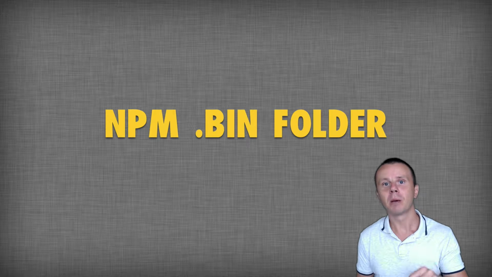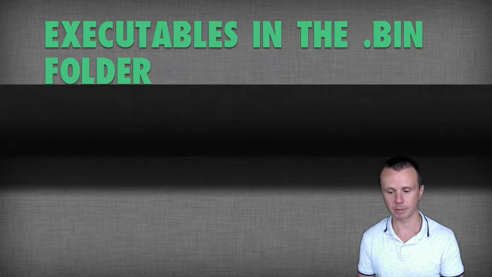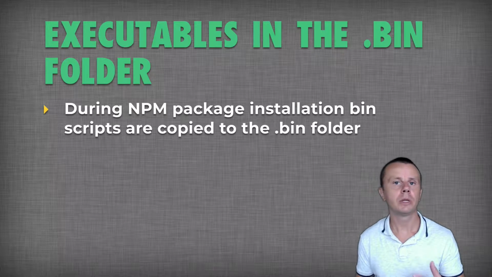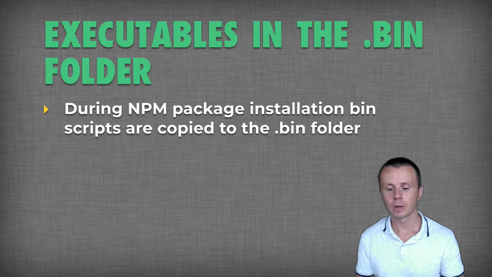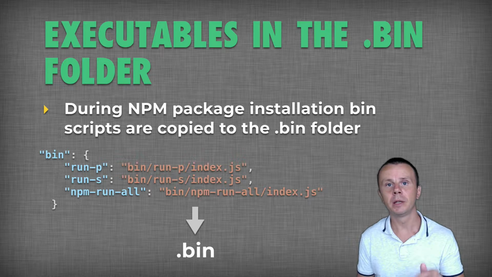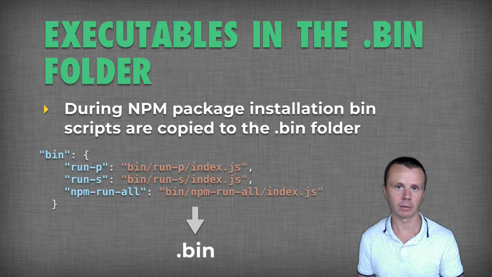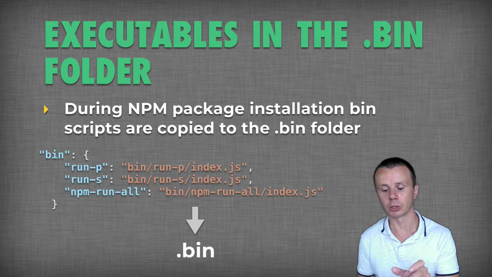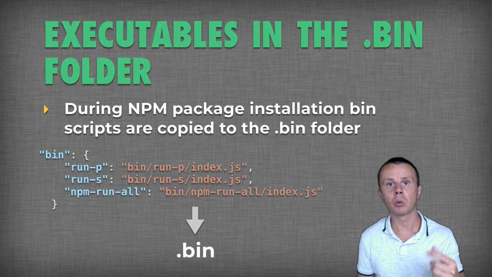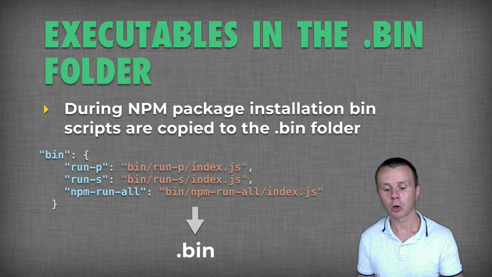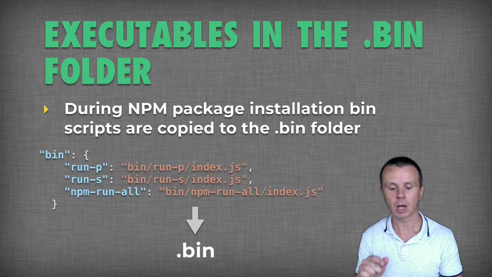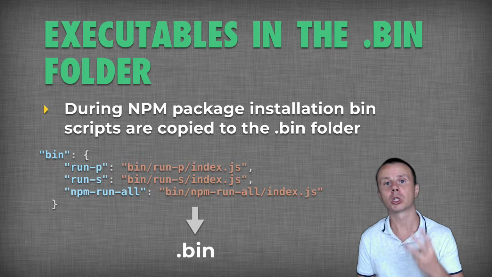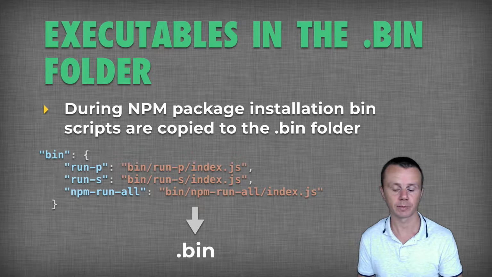Let's talk about this more deeply. So, .bin folder. What is this? When you install any npm package, npm will look for the bin field in the package.json file. And if this field is present, and if it contains certain key-value pairs, in the .bin folder npm will create new files, called in this case run-p, run-s, and npm-run-all. So, 3 new files will be created.